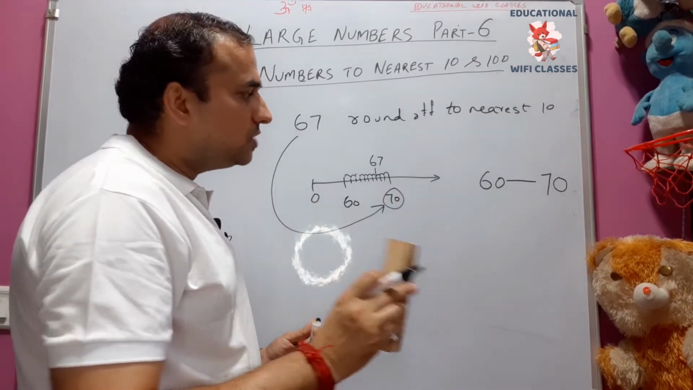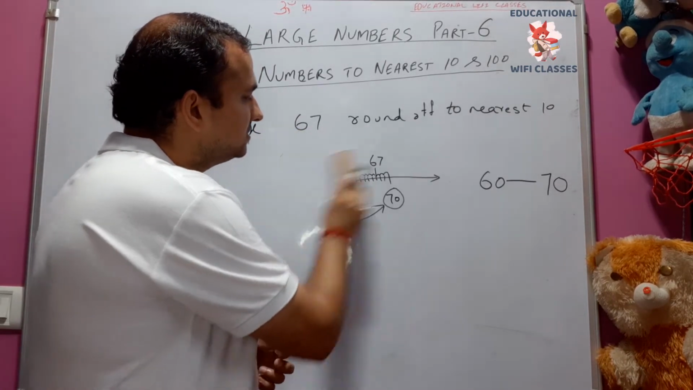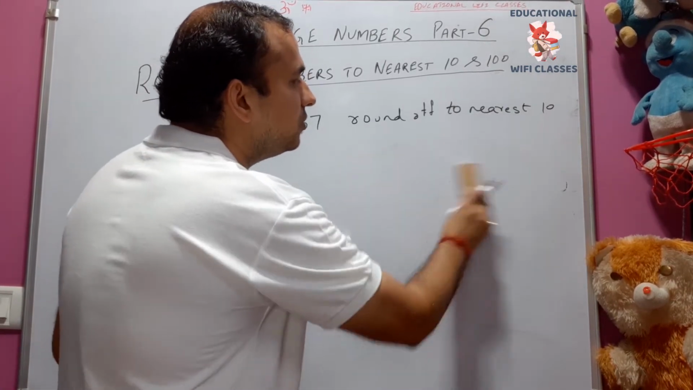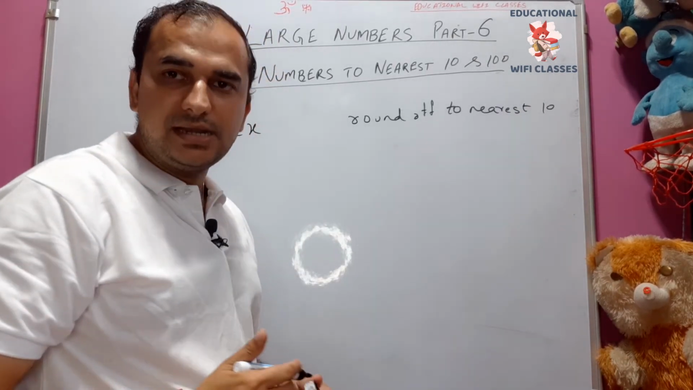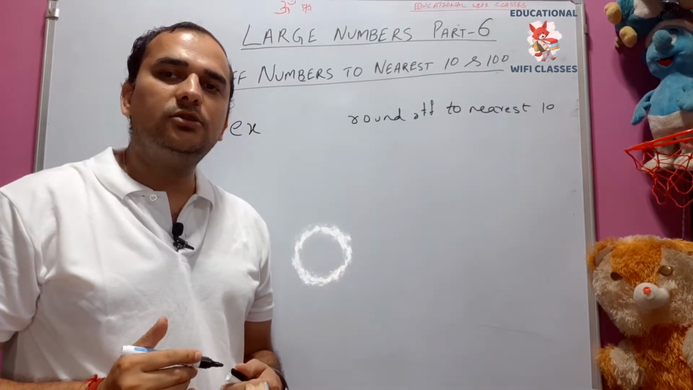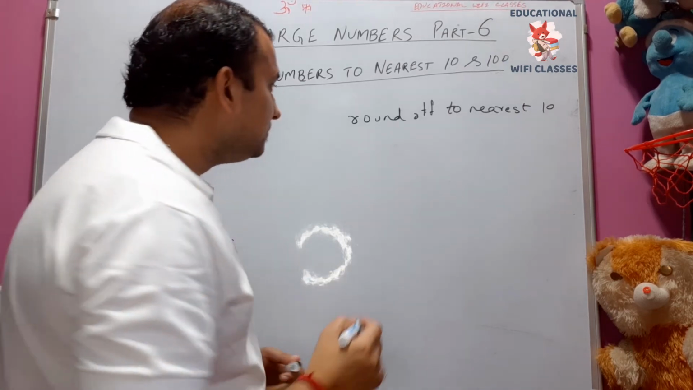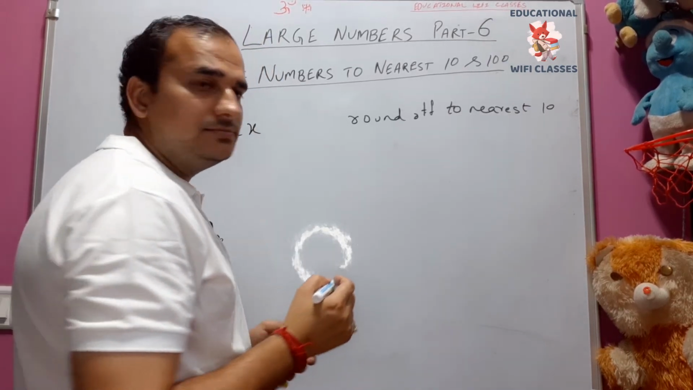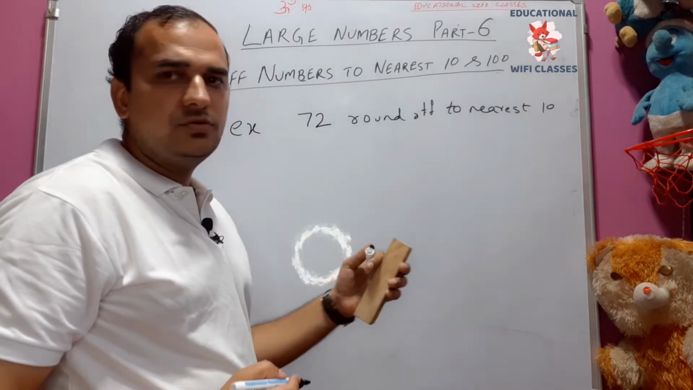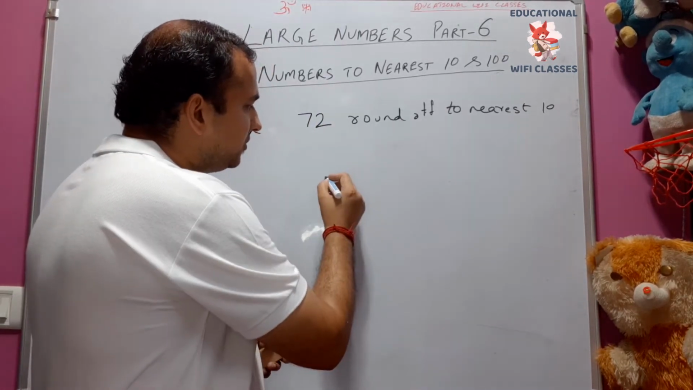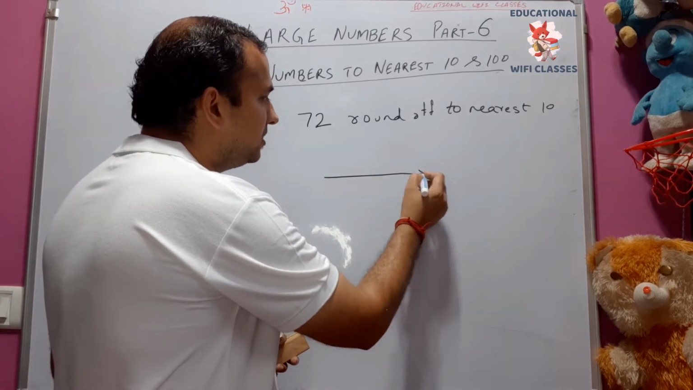Okay, so I have shown you 2 different ways to round off a number. Either you take a middle number and then compare the middle number with the question, or you can draw a small number line. Let's go with one more example. 72, round off to the nearest 10. So what I will do, I will just make a small number line.